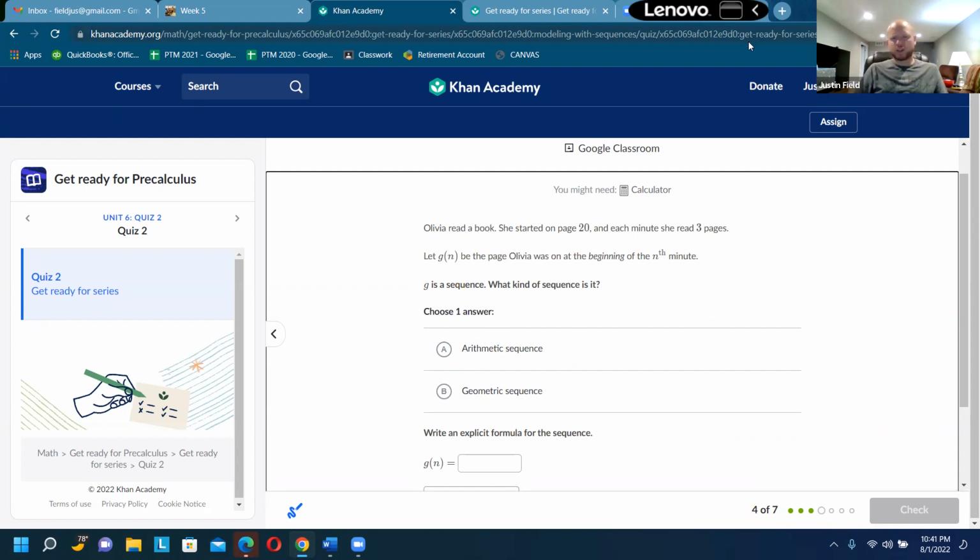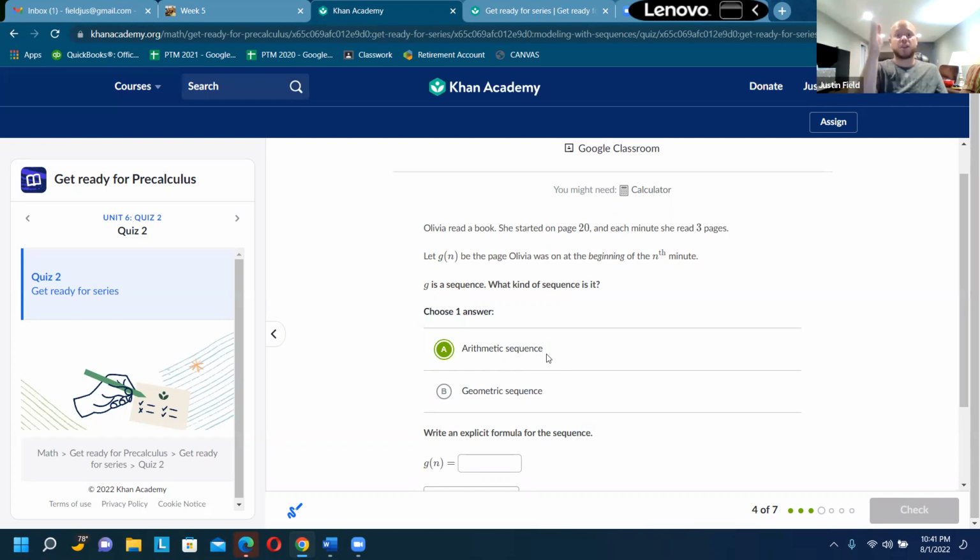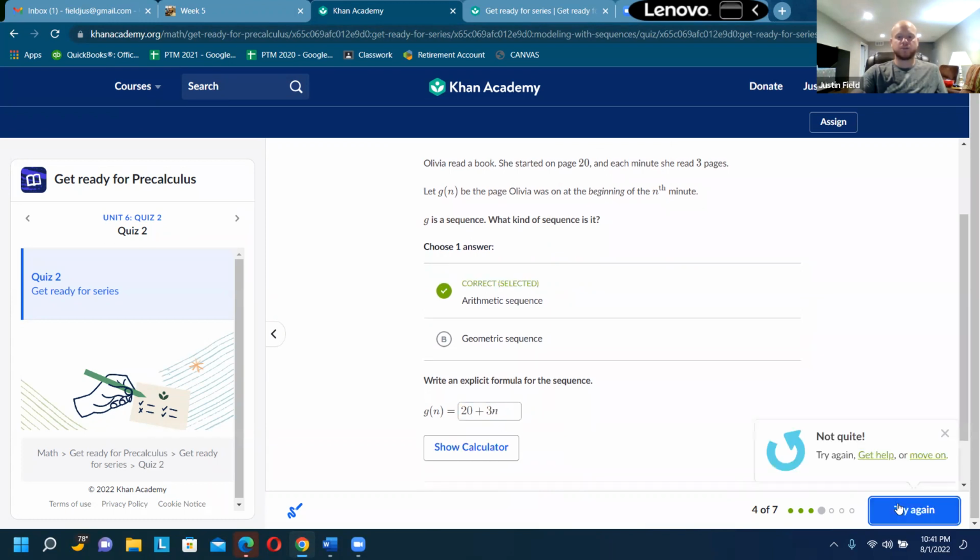Okay, Olivia read a book. She started on page 20 and each minute she read 3 pages. Let G of n be the page Olivia was on at the beginning of the nth minute. G is a sequence. What kind of sequence? She's reading 3 pages each minute. That is not geometric. That is very arithmetic because there's a common difference. You subtract any of the terms in the sequence and you would get 3, because it's an increase of 3. She started on page 20, that's our y-intercept, and she read 3 pages each minute, n is our independent variable.